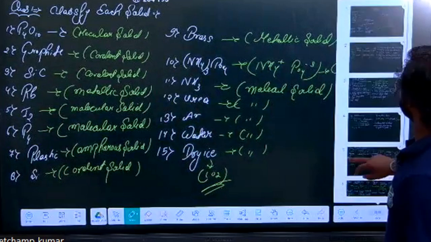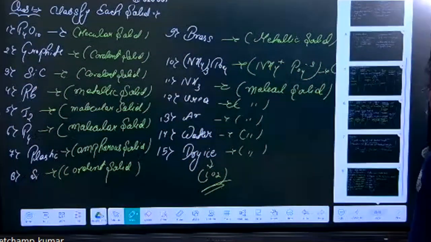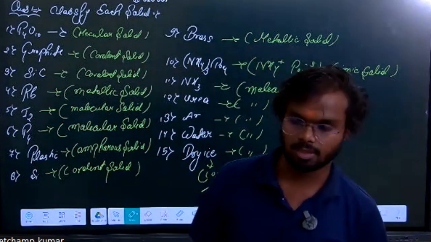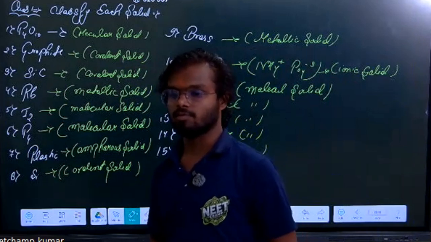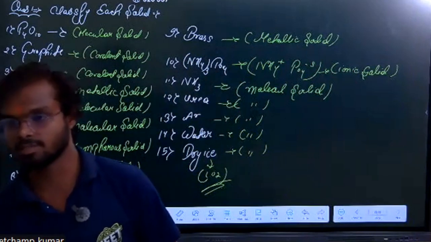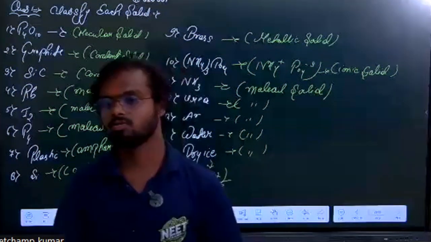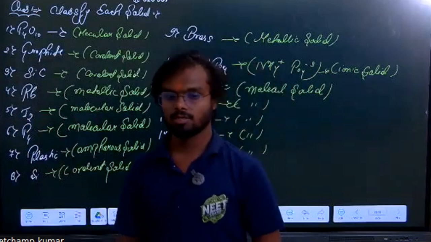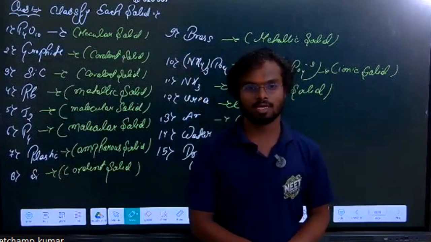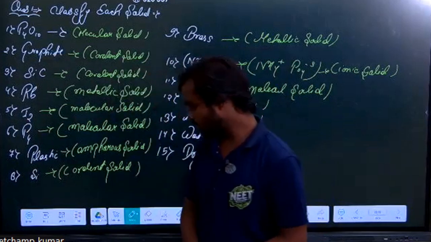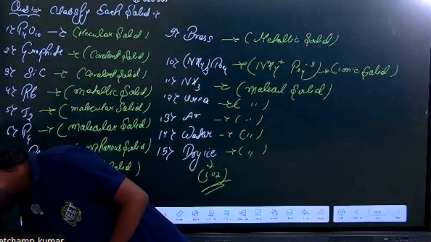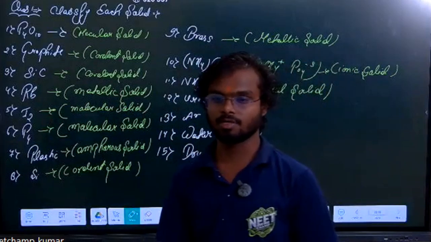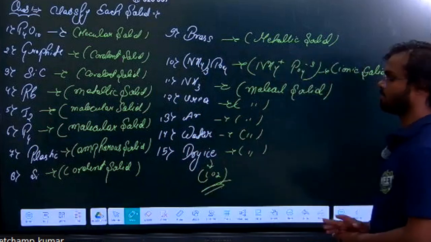So in the last class, we saw the solid state and talked about the different types of solids, like crystalline solid and amorphous solid. We also talked about the different types of crystalline solids: molecular solid, ionic solid, metallic solid, and network solid. We did some examples on this so that we get comfortable classifying them. And this is the last example which we have done.